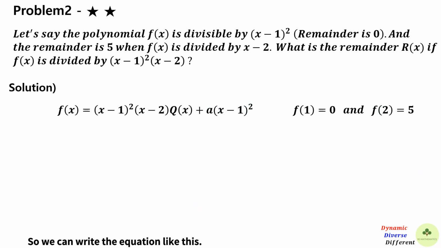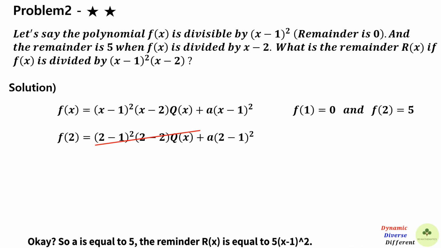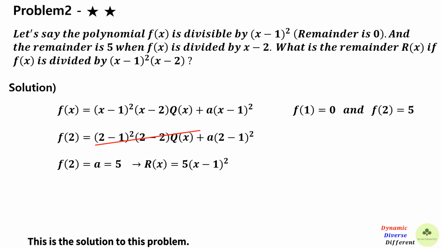So we can write the equation like this. All we need to do is find out the variable a. Let's put x equals 2 into the equation. Then this part disappears. Okay? So a is equal to 5. The remainder r of x is equal to 5 times (x minus 1) squared. This is the solution to this problem.